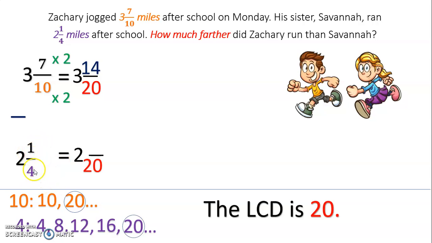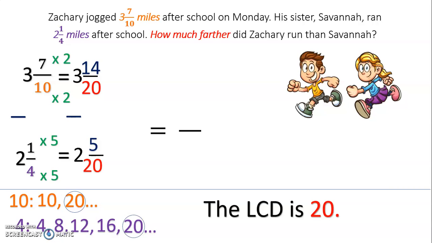Now we'll take a look at 2 1/4. We want to know which multiple of 4 helped us to reach 20. Looking at our list below, our fifth multiple of 4 helped us to reach 20, so we will multiply our numerator by 5 as well. 1 times 5 is 5. So our equivalent fraction for 2 1/4 is 2 5/20. Now we are ready to subtract.